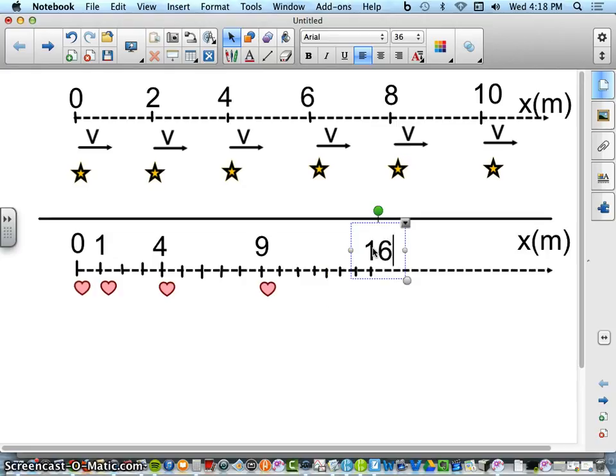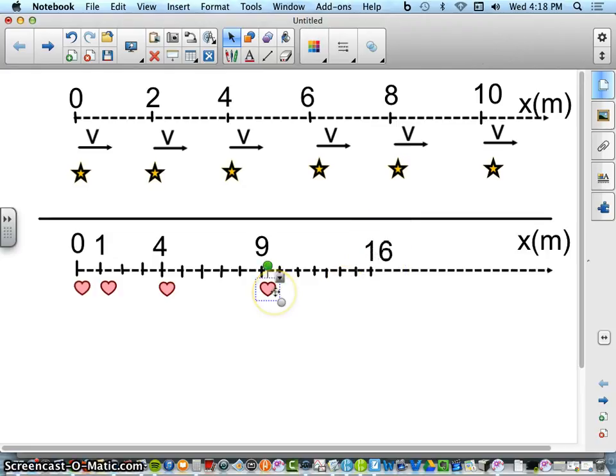So I'm just trying to give you a sense of the pattern that's going on. You can see from the hearts, in the first second, the heart goes 1 meter. The next second, the heart goes from 1 to 4, which is 3 meters. And the next second, the heart goes from 4 to 9, which is 5 meters. In the next second, the heart goes from 9 to 16, which is 7 meters.